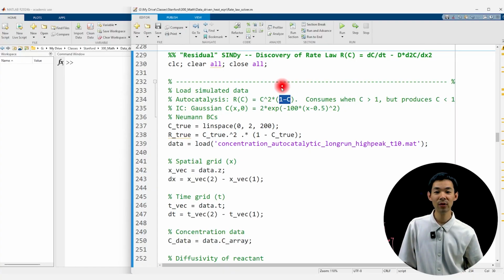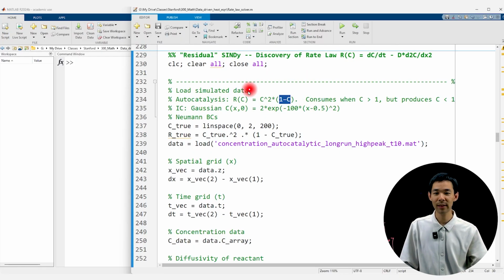But when the concentration drops below 1, it starts to produce that species. So it's an autocatalysis model, nonlinear. It requires cooperation. This is very commonly exhibited in biological systems, in epidemics, in heterogeneous chemical catalysis. It's shown all over the place.